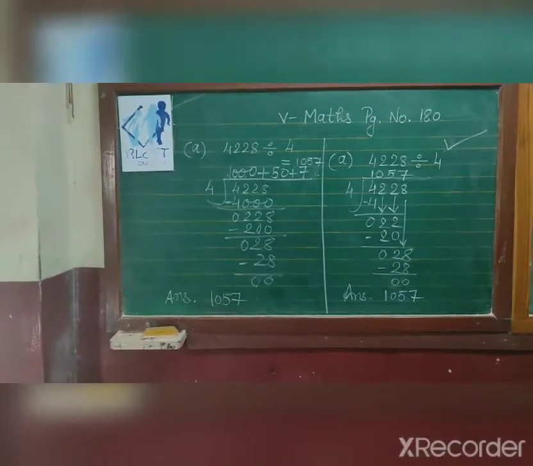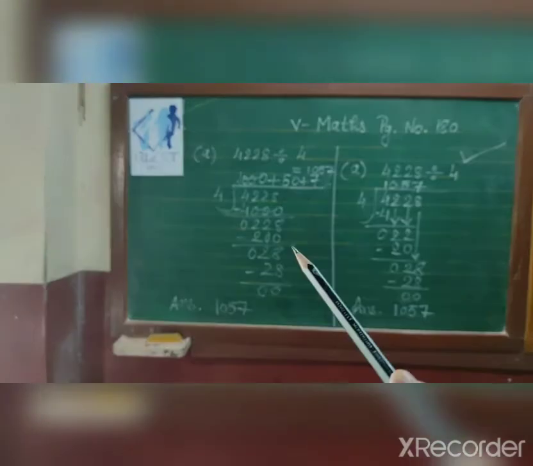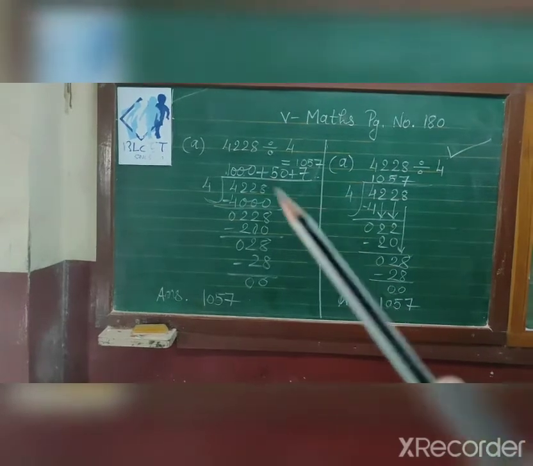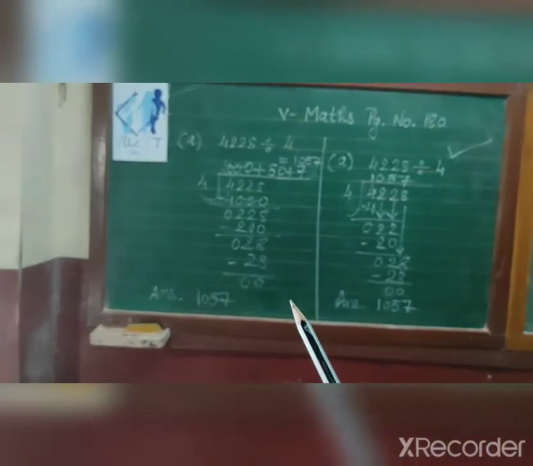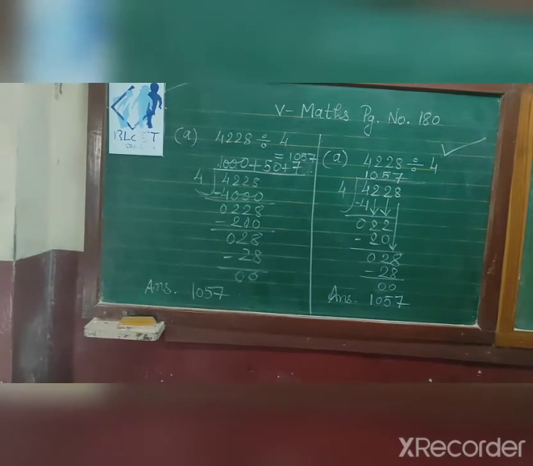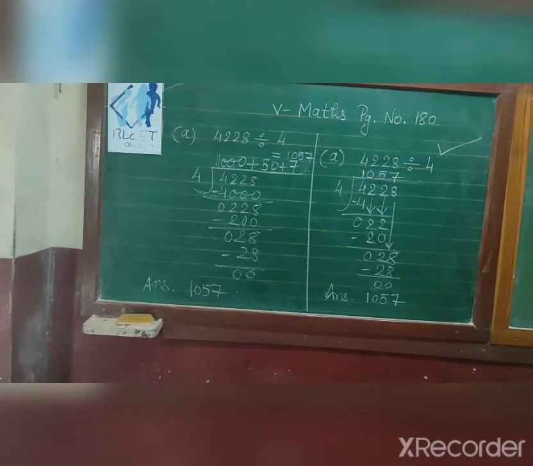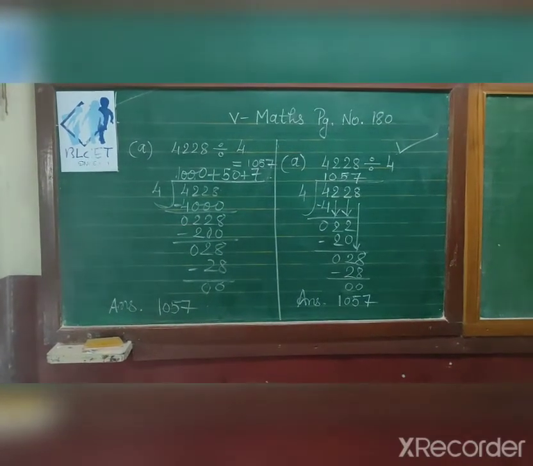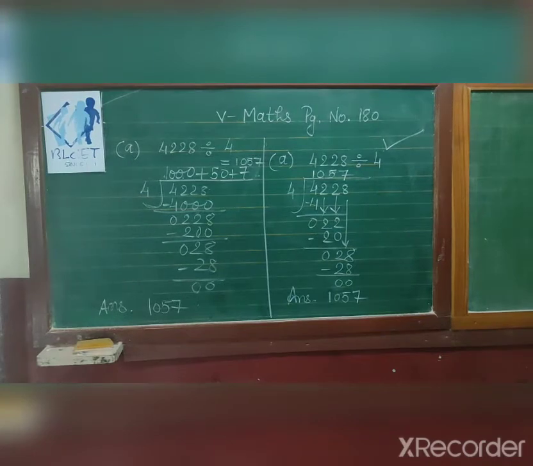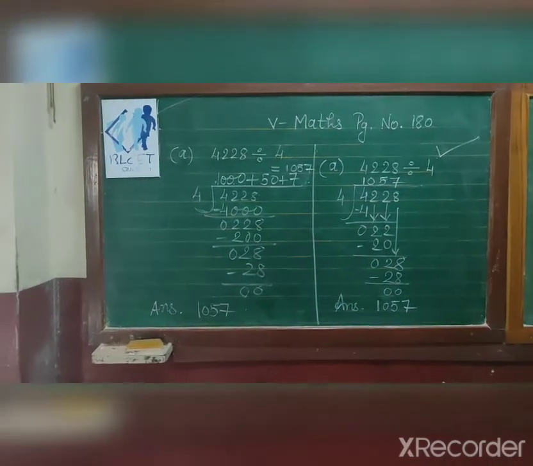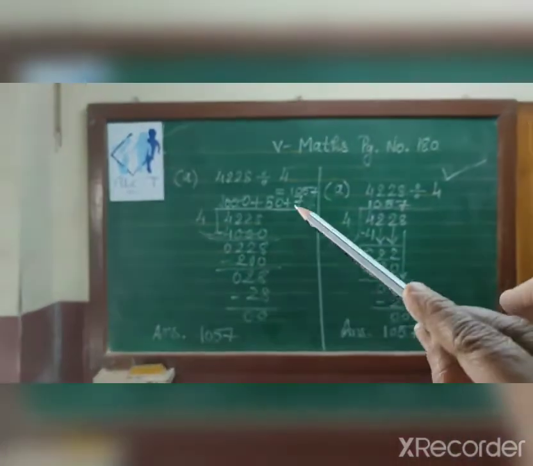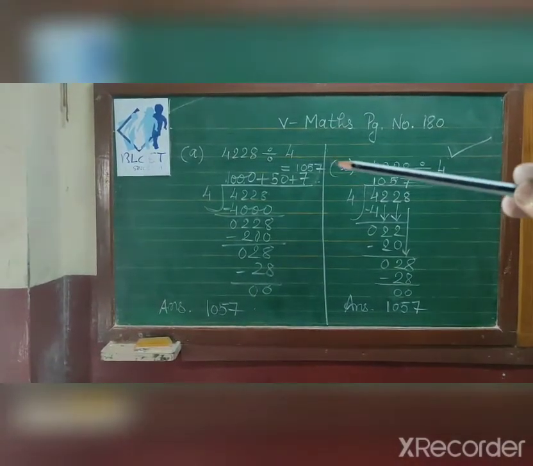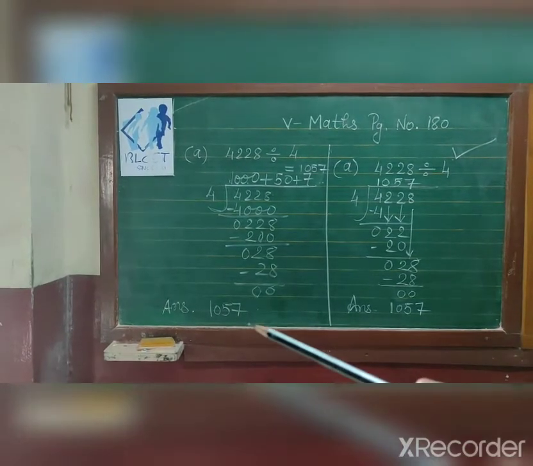Now 28 is left. So here ones, tens, but if you multiply by tens, that means 10, 10 fours are 40. Immediately you will get a greater number. So you will multiply by ones. 1 into 4, 4. 2 into 4, 8. 3 into 4, in this way, when you reach 7, 7 into 4, that means 4 sevens are 28. So you can see here 28. So 1000 plus 50 plus 7 is 1057. So the answer is 1057.